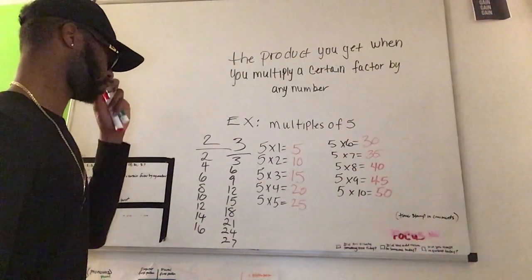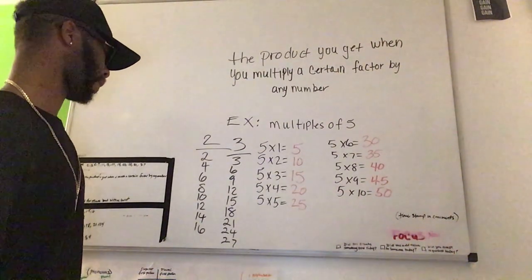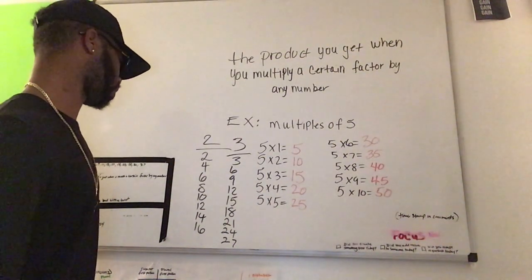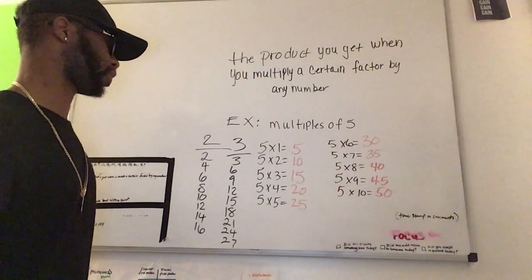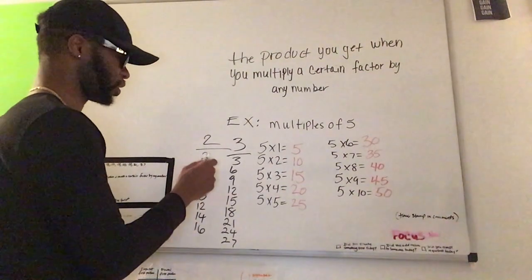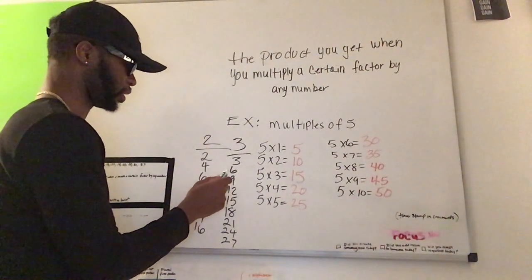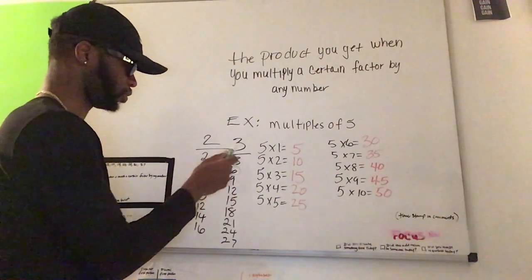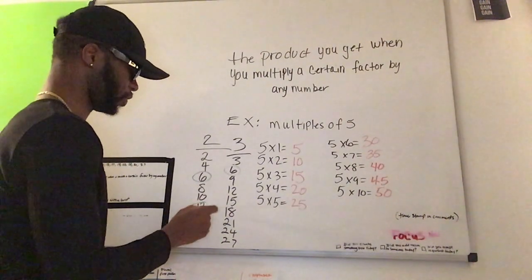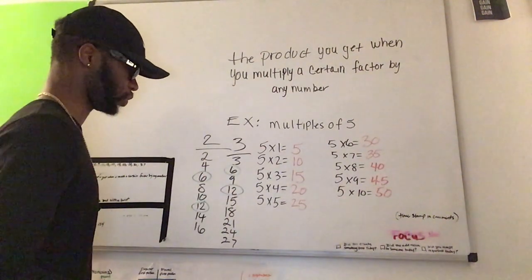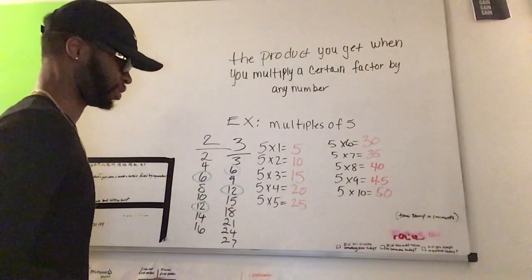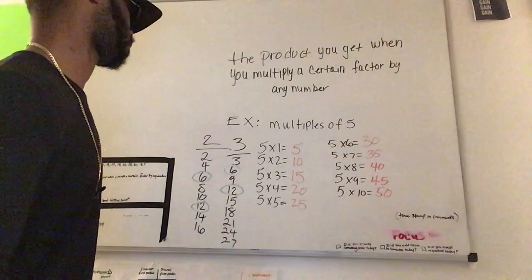What if I ask you what is a multiple of both 2 and 3? I'll look and see which number is in both lists. I see there's a 6 over here and a 6 over here, so that's a multiple that 2 and 3 share. Also, I see that there's a 12 over here and a 12 over here. They both share the multiple 12. Those are common multiples that they share.